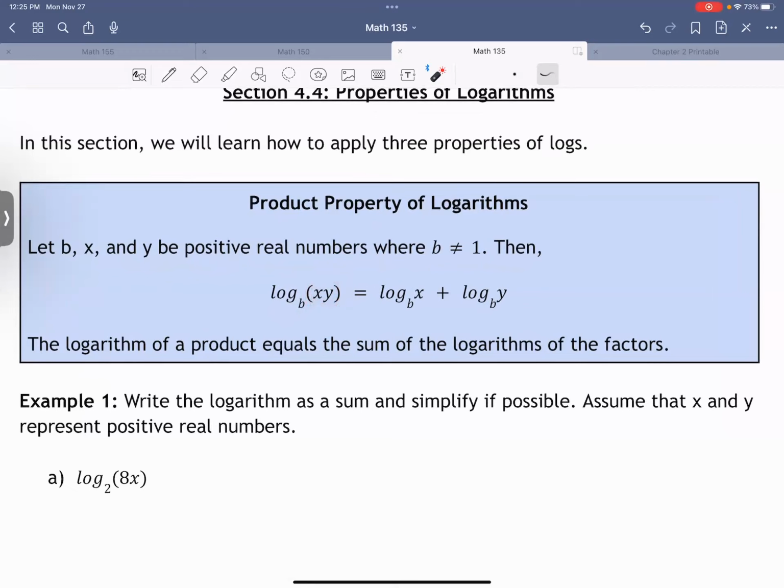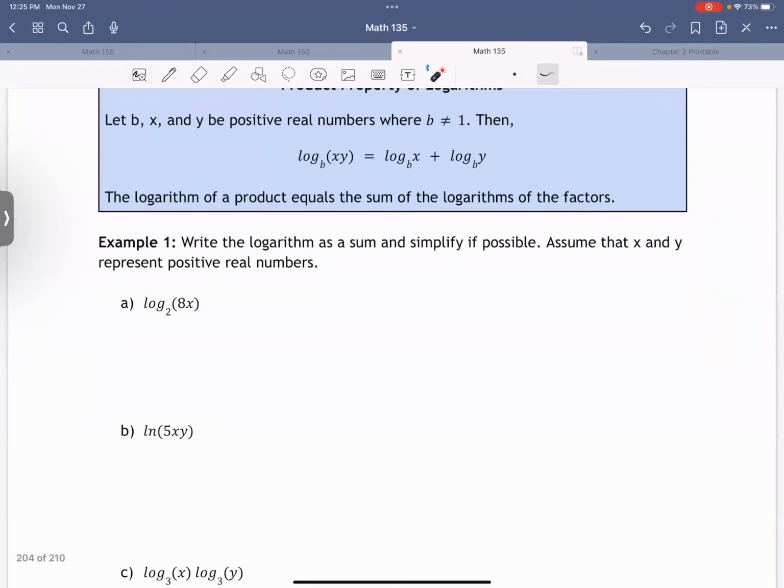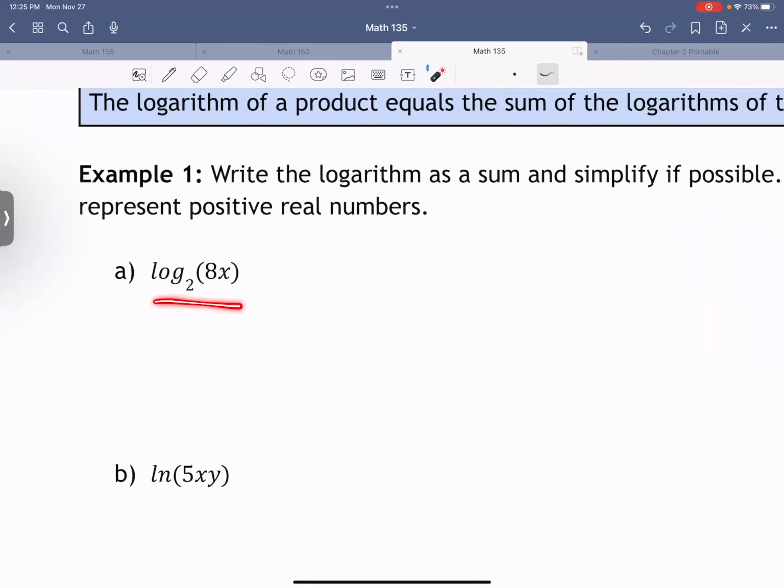What we can do is break this up into two separate logarithms and add them together, okay? So basically how I'd say this is if I take the logarithm of multiplication, it turns into addition on the outside. Multiplication inside, addition on the outside. I think it's easiest to just look at it through an example. So let's take a look at example 1a, okay?